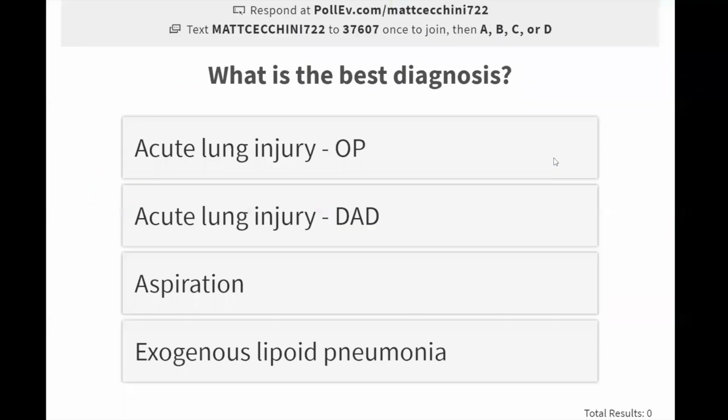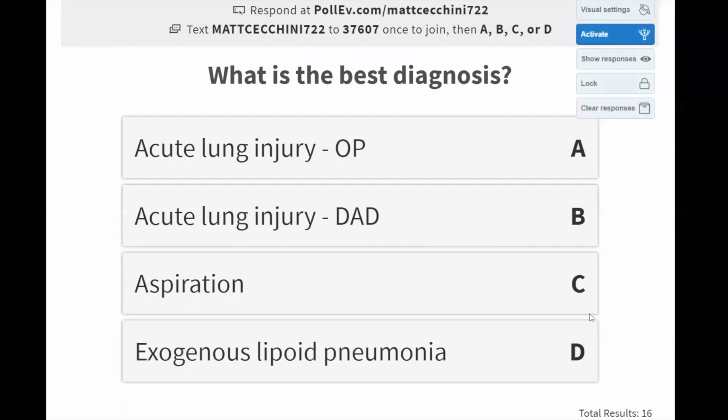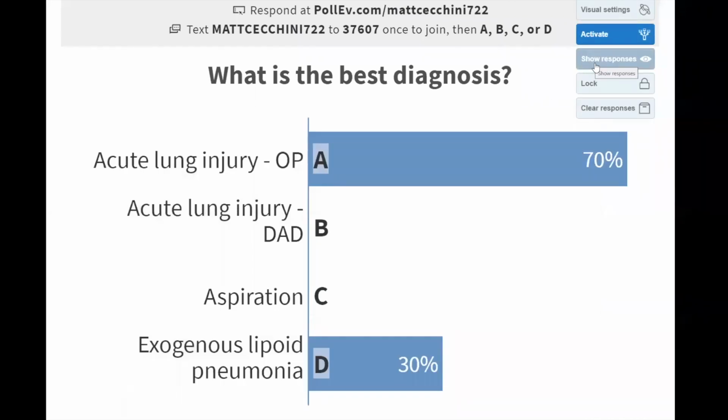Perfect. So the question for this case is, what's the best diagnosis for this case? Is it A, acute lung injury with organizing pneumonia? Is it B, acute lung injury with diffuse alveolar damage? Is it C, aspiration? Or is it D, exogenous lipoid pneumonia? Let's see what everyone thinks.